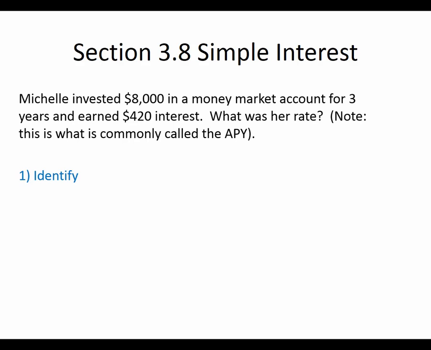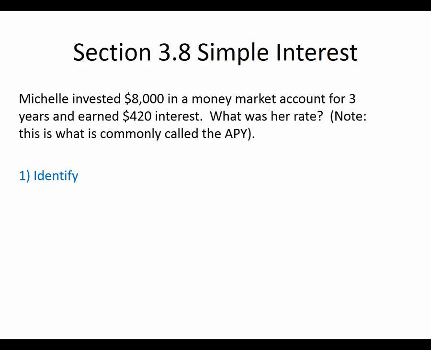We're going to take a look at an example with Michelle, who invested $8,000 in a money market account for 3 years, and she earned $420 interest. So you could say she invested $8,000. At the end of the 3 years, she had $8,420 in the account. And she wants to know what was her rate.